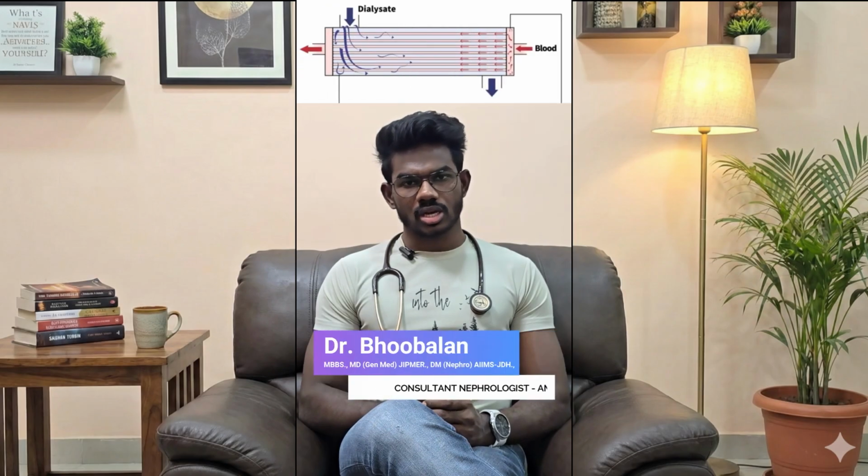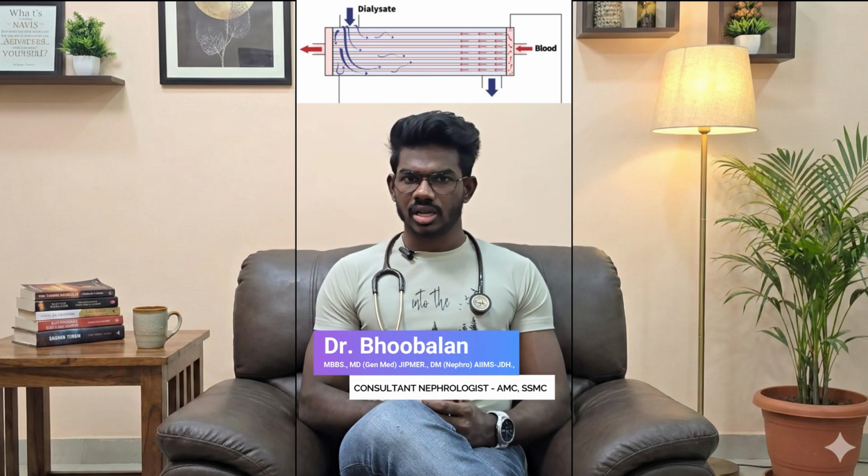In the last video, we spoke about diffusion, convection, and adsorption. Today, let's go a little deeper into diffusion and understand what really happens inside the dialyzer, especially a concept called the extraction ratio. A dialyzer holds roughly 100 ml of blood at any given time.